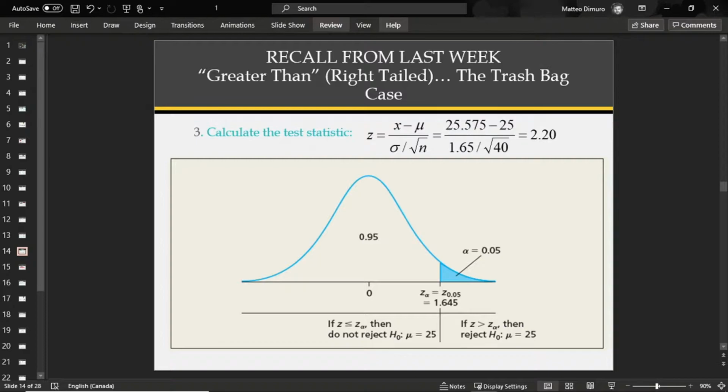Here's our work. We did this question last time, so here's us calculating the Z statistic using the central limit theorem, plugging in all the numbers: the new breaking load that was found in the experiment, the status quo, the standard deviation divided by how many trials were done, and we get a value of 2.2. Okay, so again, if Z is greater than Z alpha, then we're going to reject H0.